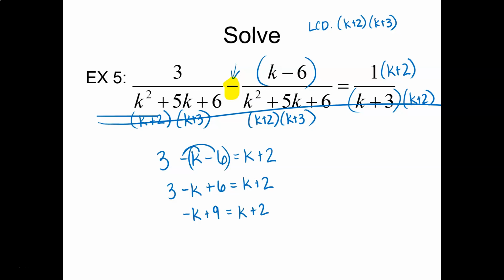I need to get the k's together. So I'm going to add this k so I don't have to deal with negatives. So 9 equals 2k plus 2. Subtract that 2. 7 equals 2k. And k is going to equal 7 halves here. Is that an excluded value? No.